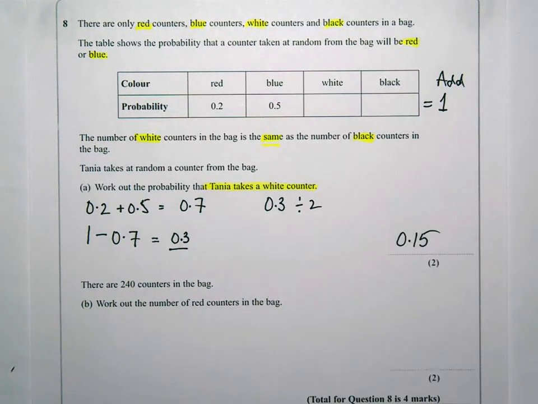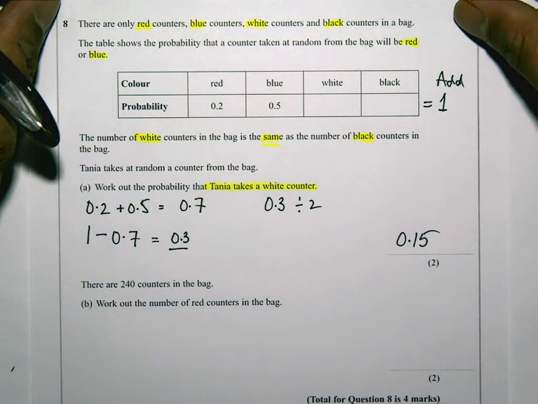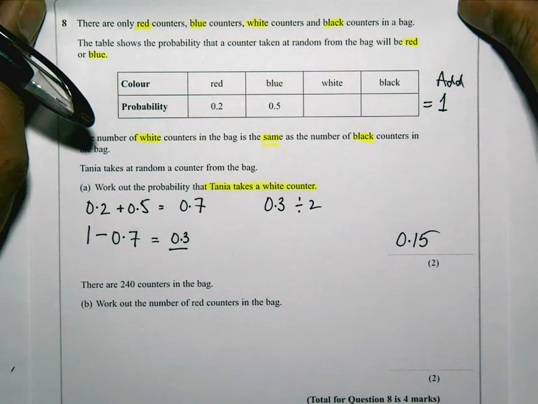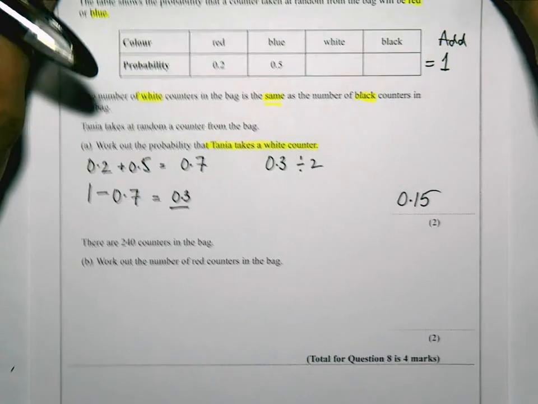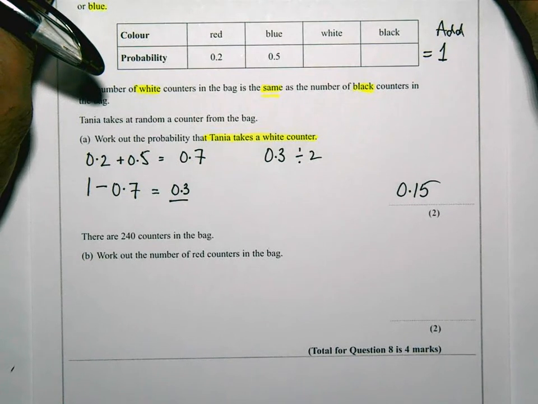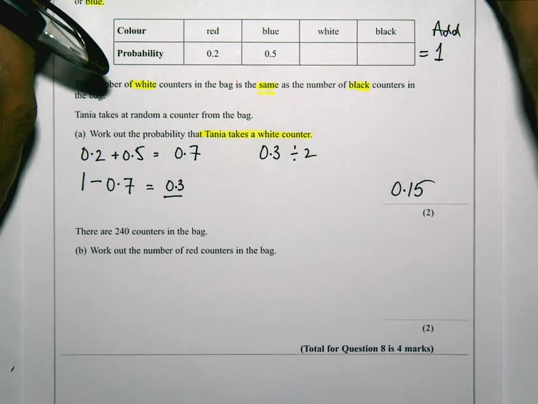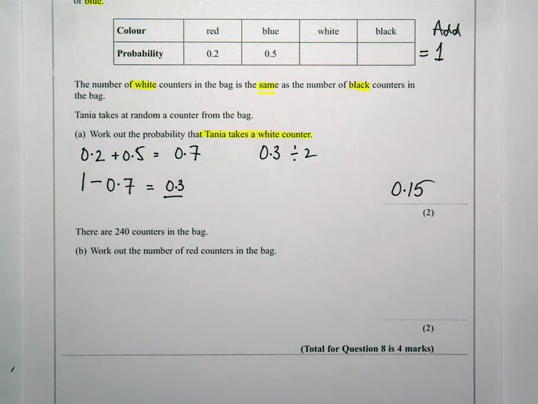This is a very, very popular question. It's come up at least 2 other times before as well. Make sure you're familiar with it, and make sure if a question like this does come up, you're able to get all the marks for it. The next part as well was popular in this type of question. It always is, or seems to be, the part B.